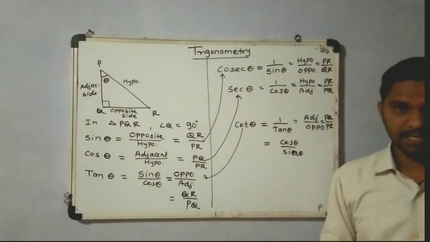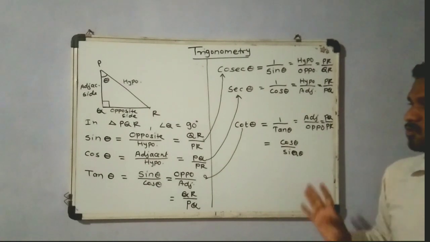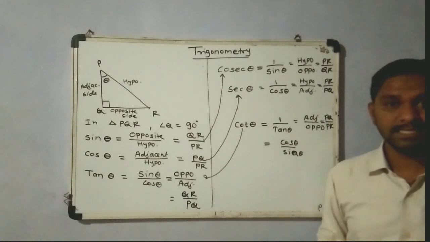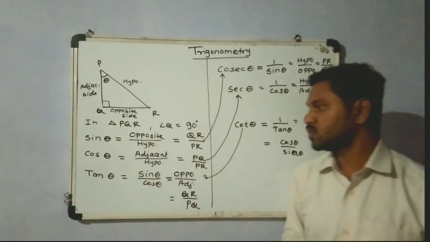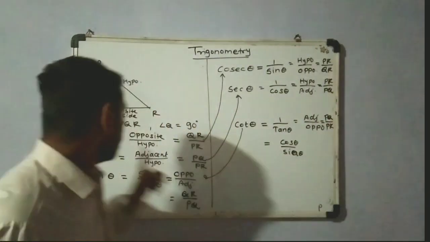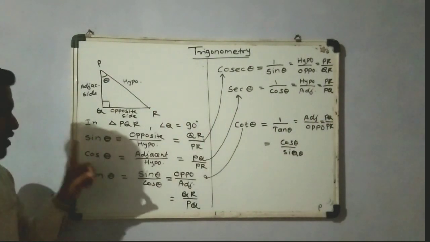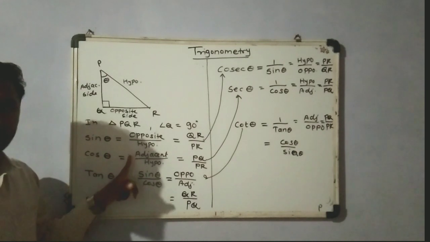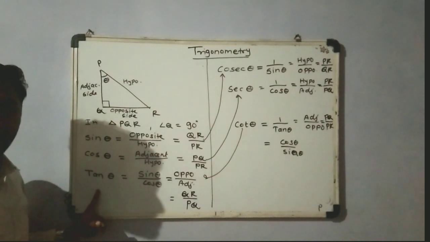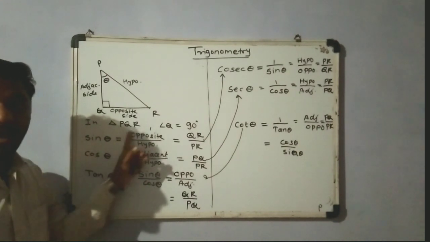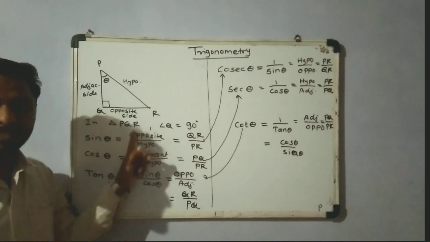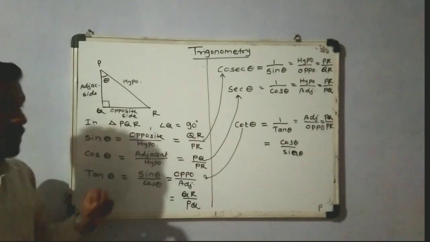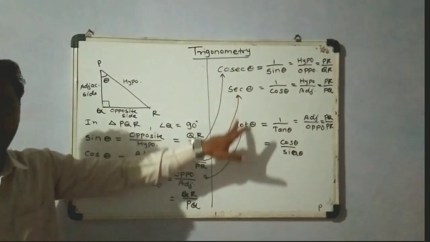In this lecture, we are just going to learn about these 6 trigonometric ratios. Sine is nothing but opposite side upon hypotenuse. Cos is nothing but adjacent side upon hypotenuse. Tan is nothing but the ratio of sine and cos, which gives opposite side upon adjacent side, with the hypotenuse cut out. Next, cosec, sec, and cot.